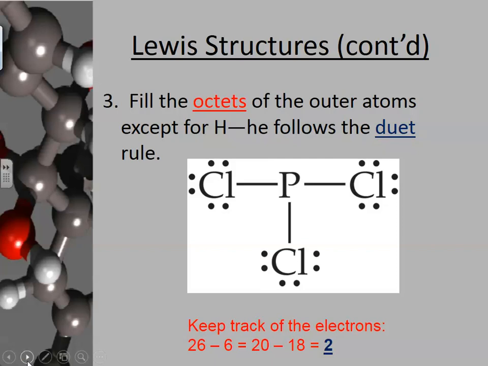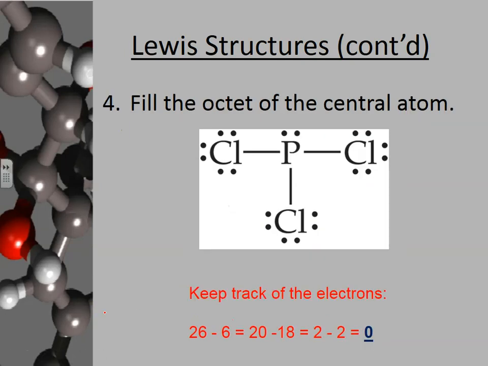Next, you're going to fill the octets for the outer atoms, except for hydrogen. Remember, it follows the duet rule, but we don't have hydrogen here to worry about. Again, we had 20 electrons remaining, and so we're going to place them around the outer atoms first. 2, 4, 6, 8, 10, 12, 14, 16, 18 is what we have when we distribute them, and that gives all the chlorines their octet. We have 2 remaining, so they're going to go on the phosphorus because phosphorus still needs its octet, 2, 4, 6, 8, so the remaining 2 go above phosphorus.